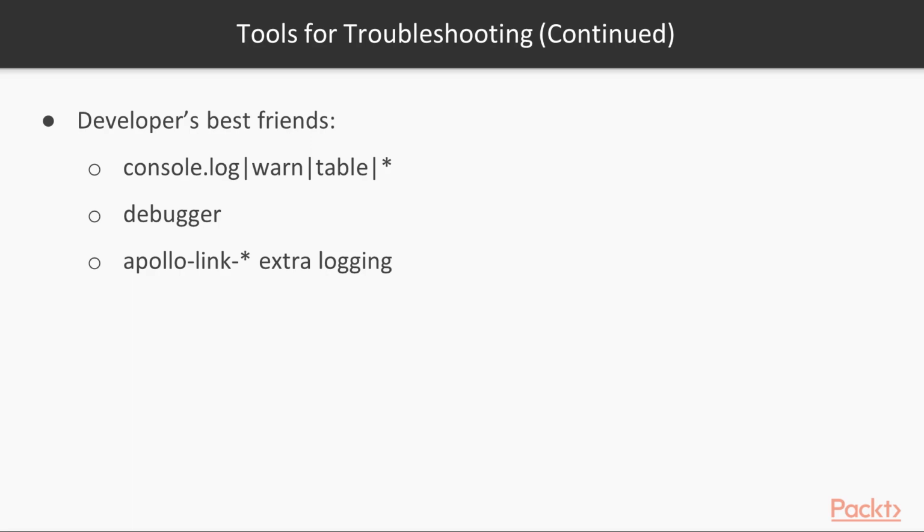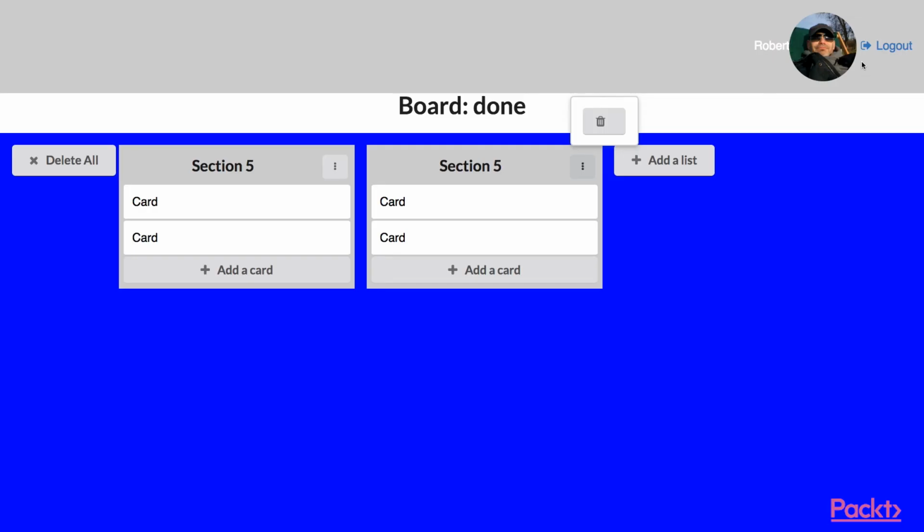But first, let's do some troubleshooting. I prepared something already, so our application doesn't work as usual, and let's see what's going wrong here. First, I would like to remove the section 5, which is duplicated, and I press the delete function. Wow, but it doesn't work.